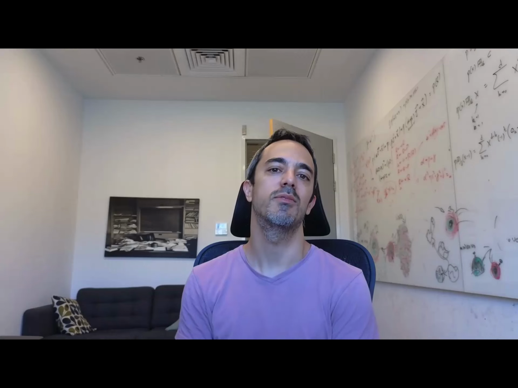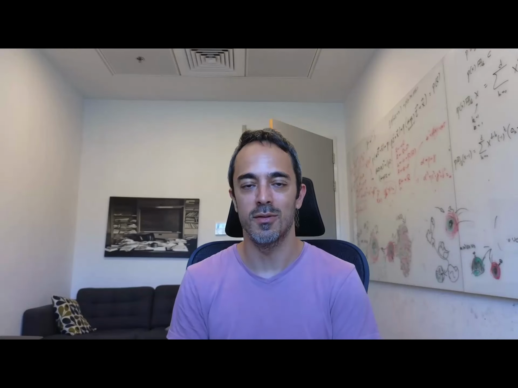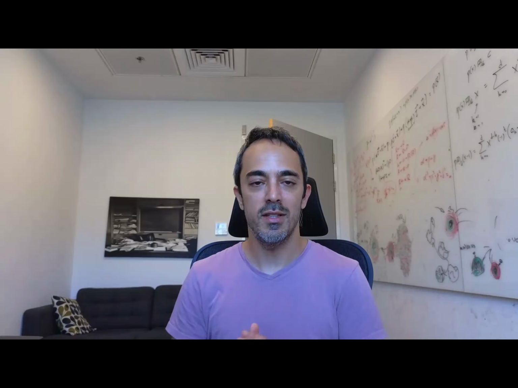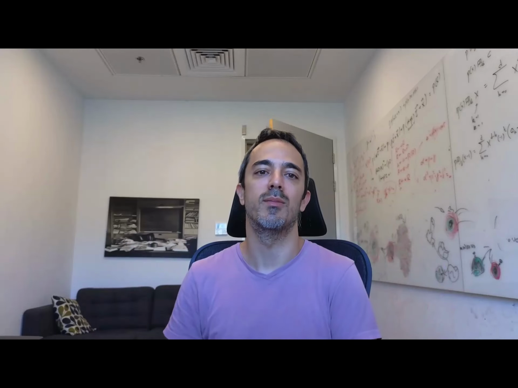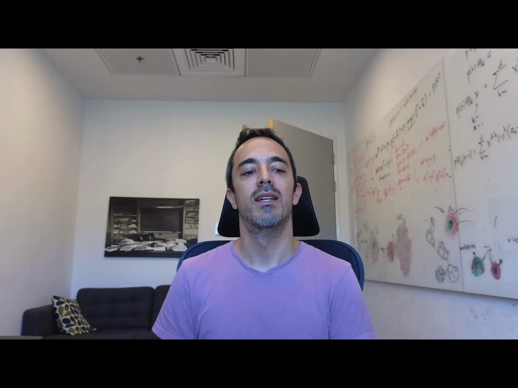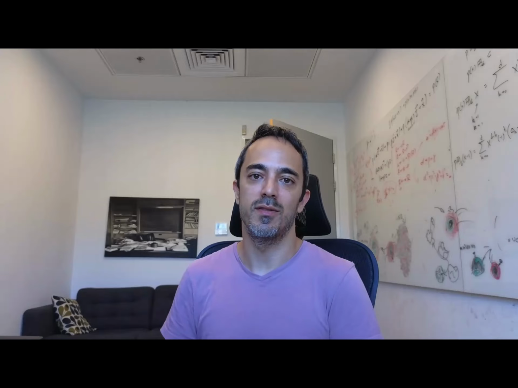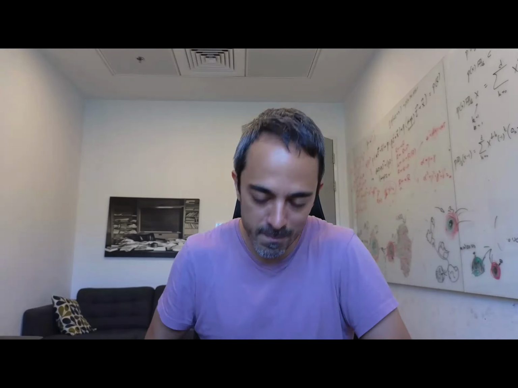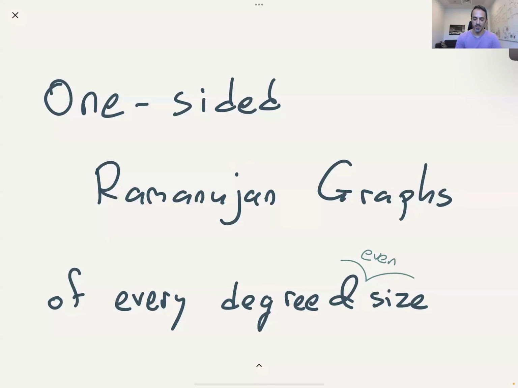Hi everyone, welcome to the last lecture of this course, other than the summary that I'll do in the end. In this video, we are going to use everything we developed about finite free probability and prove the existence of one-sided Ramanujan graphs of every degree and every even size. Okay, so let's get to it.